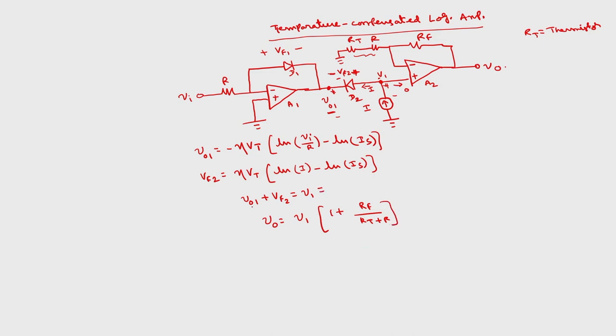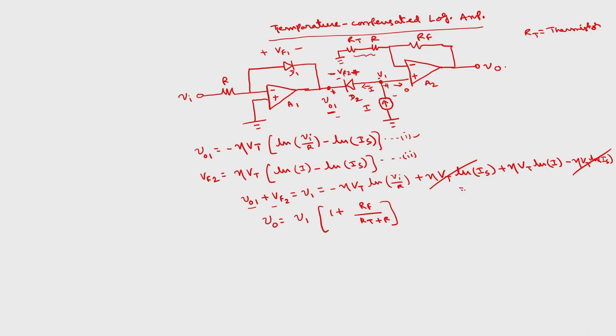But what is V1? This is equal to V01 plus Vf2. I call them 1 and 2. So, minus eta Vt logarithm of Vi by R plus eta Vt logarithm of Is is the first expression, plus eta Vt logarithm of I, minus eta Vt logarithm of Is. This is plus and this is minus, these two will get cancelled.